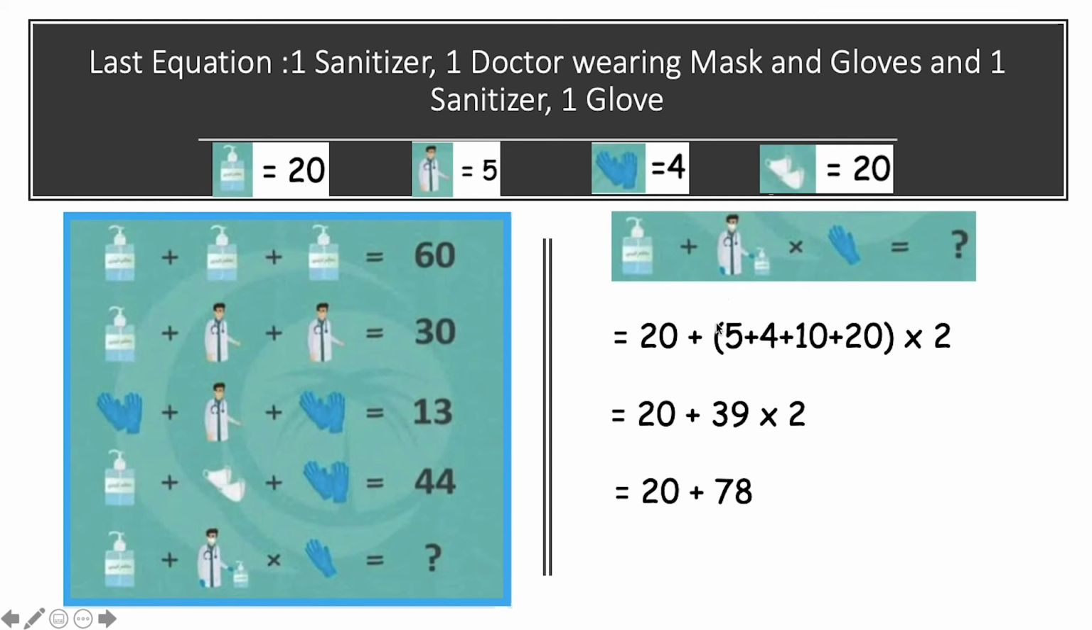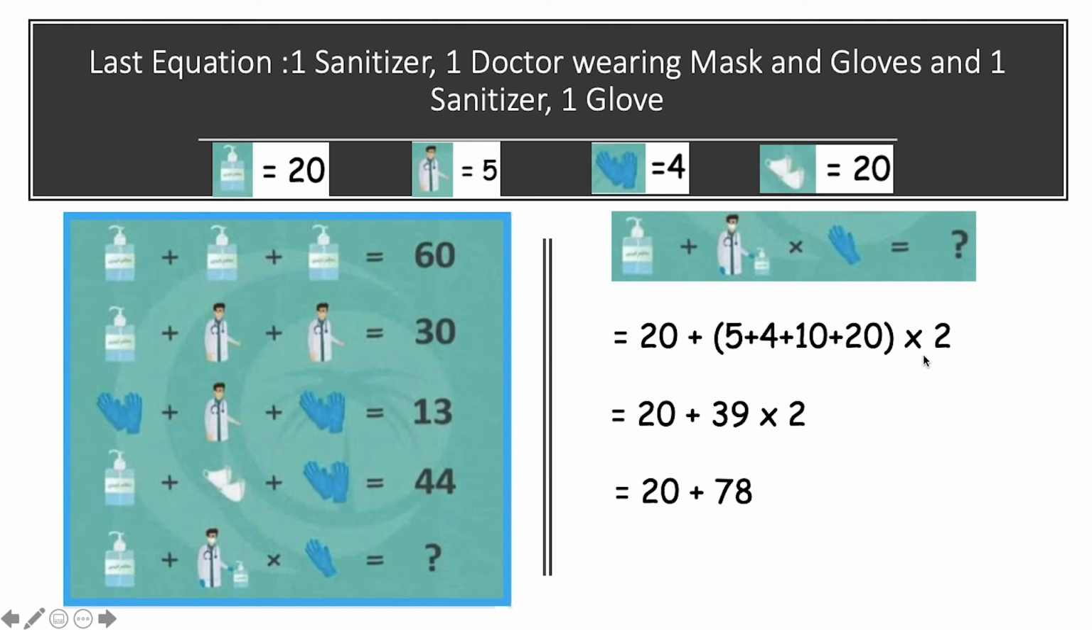Here one doctor. So doctor value is equal to 5 plus he is wearing pair of gloves, that is equal to 4, plus he is wearing one mask, that is equal to 20 divided by 2, 10, and one sanitizer bottle is also there, that is equal to 20, into one glove value equal to 2. Now we have to solve this equation using BODMAS rule.